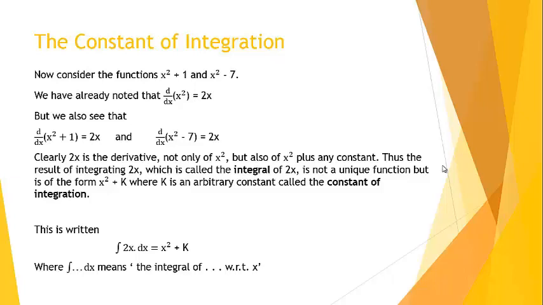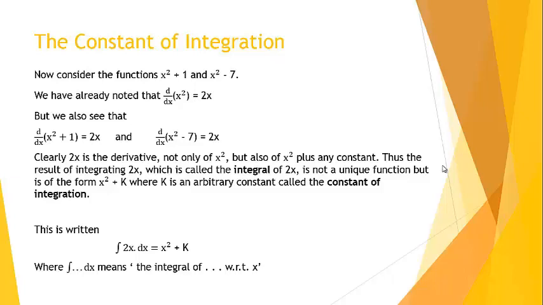Thus the result of integrating 2x, which is called the integral of 2x, is not a unique function but is of the form x squared plus k, where k is an arbitrary constant called the constant of integration. So as we are getting the same answer for differentiating x squared plus 1 and x squared take away 7 with respect to x, it is because when a constant is differentiated with respect to x, the answer is 0. So that is why we are getting 2x as the answer for both the derivatives.